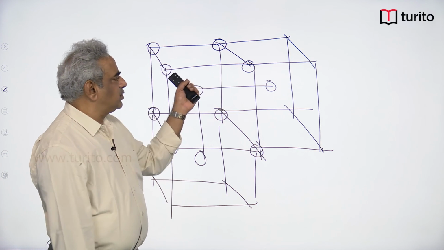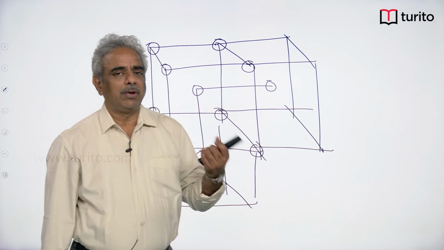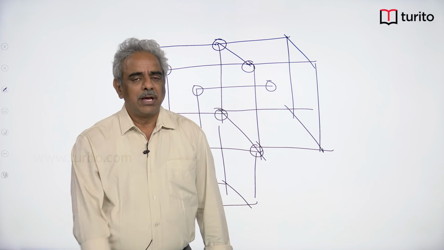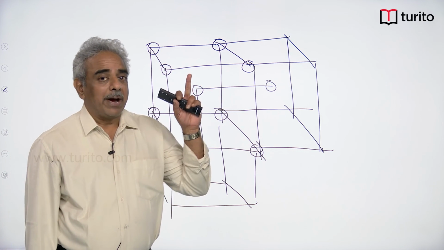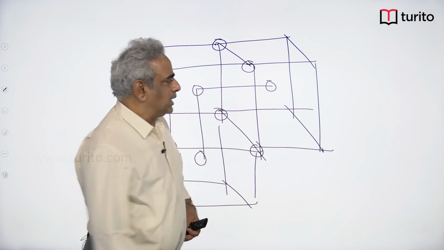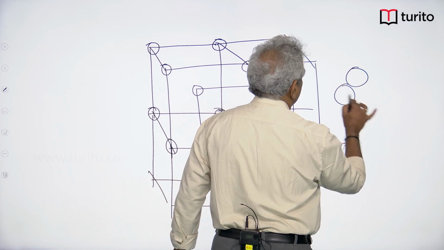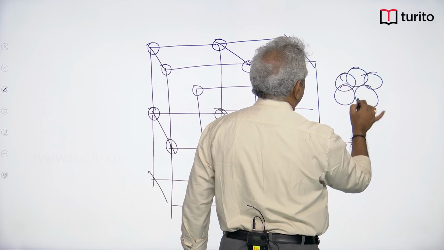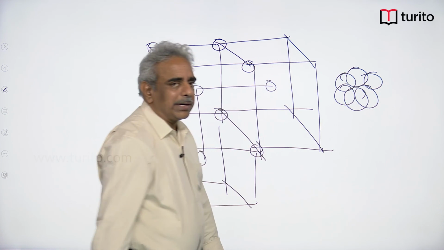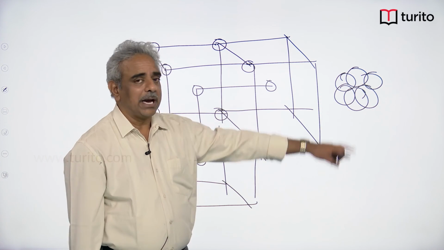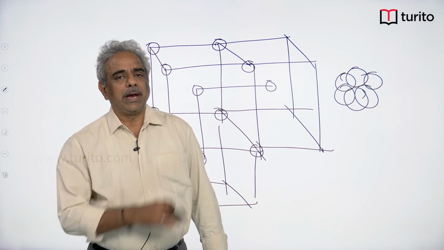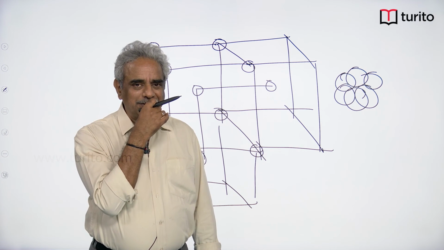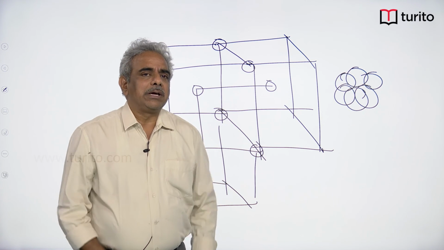But well defined octahedral voids and well defined tetrahedral voids you will not see in the BCC structure. This kind of close packing you cannot see in BCC lattice, where the spheres will not be in contact. You can find such arrangement only in HCP and FCC lattices.